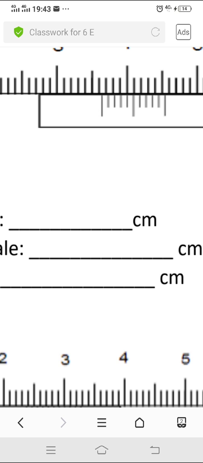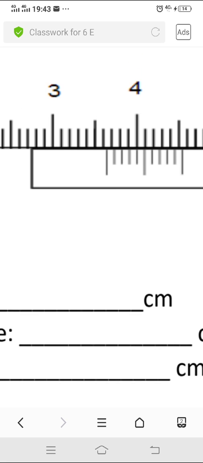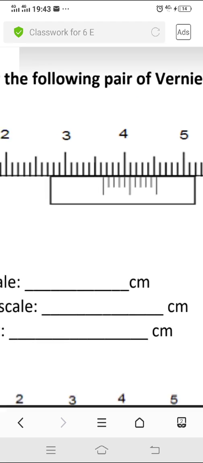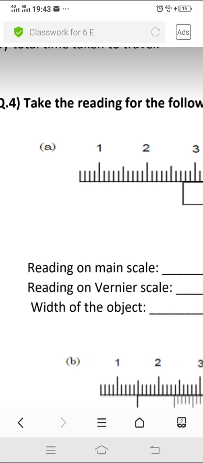Now look at the main scale reading. What is coming on the main scale before the 0? So it is 3.6, right? 3, 3.1, 3.2, 3.3, 3.4, 3.5, and 3.6. So before this 0 mark, this is coming, which is 3.6, right? So you write 3.6 centimeter over here, reading on main scale.